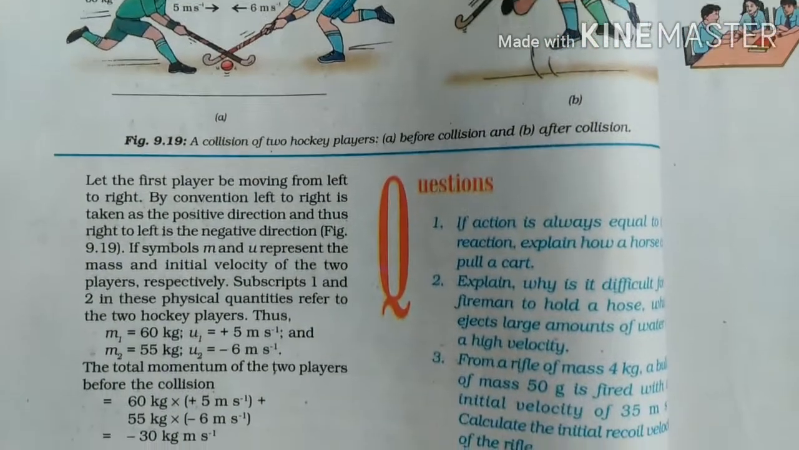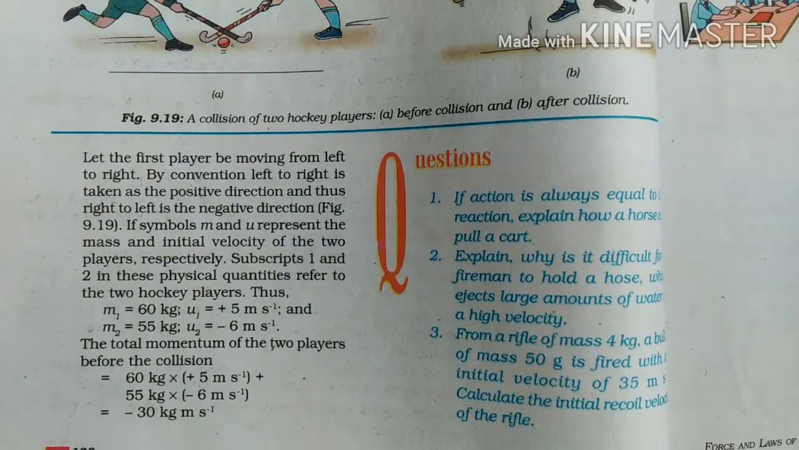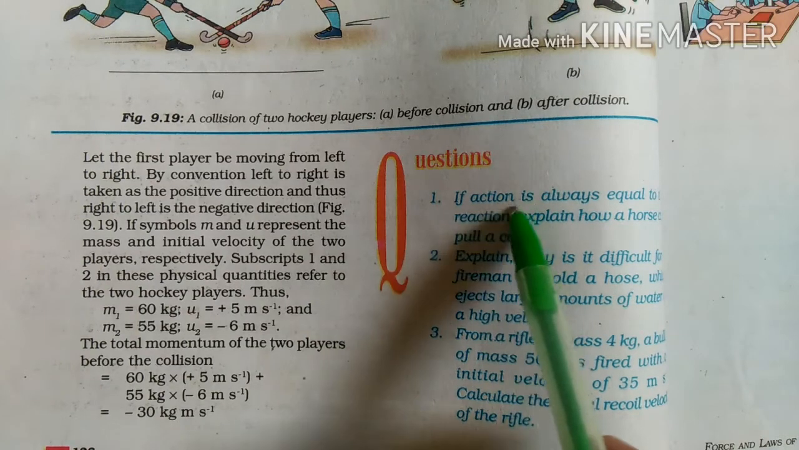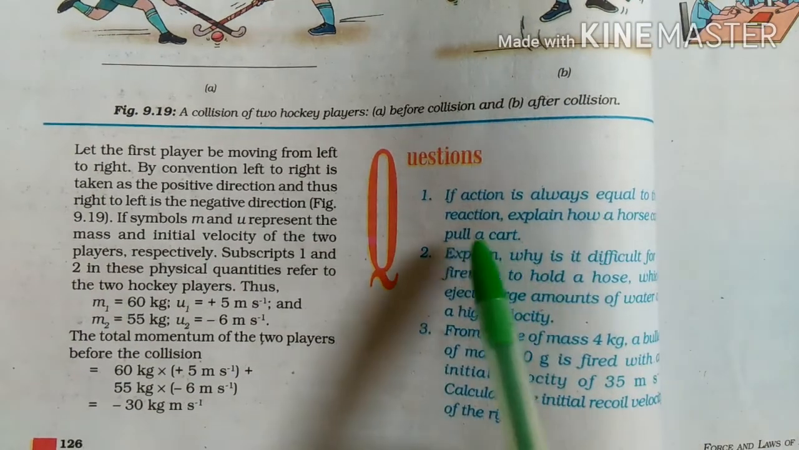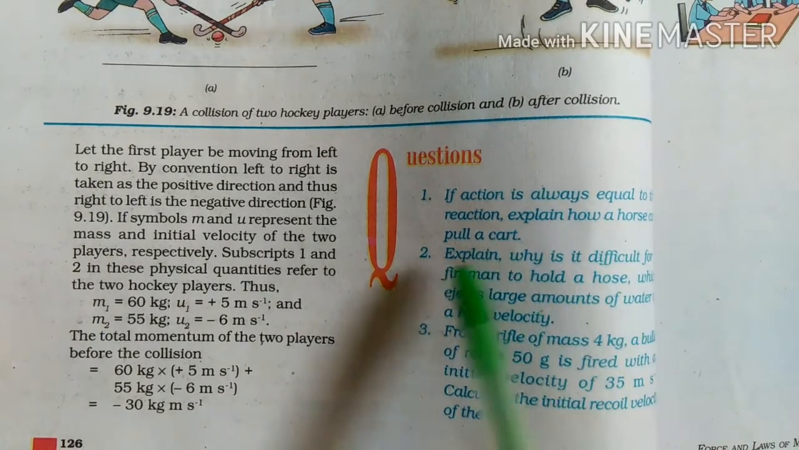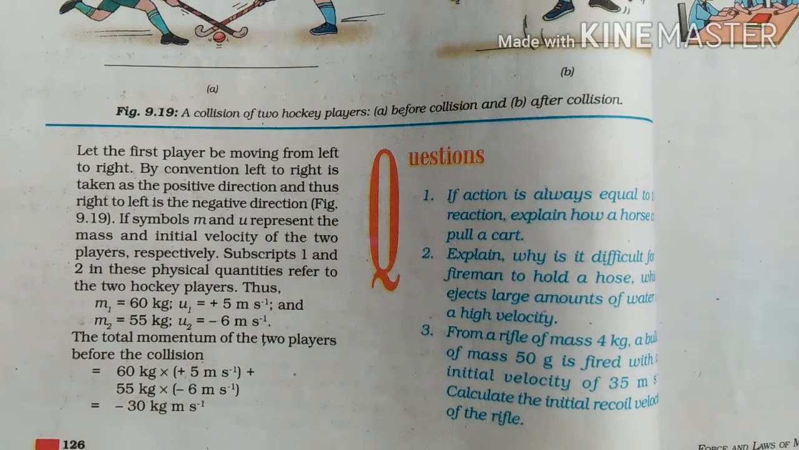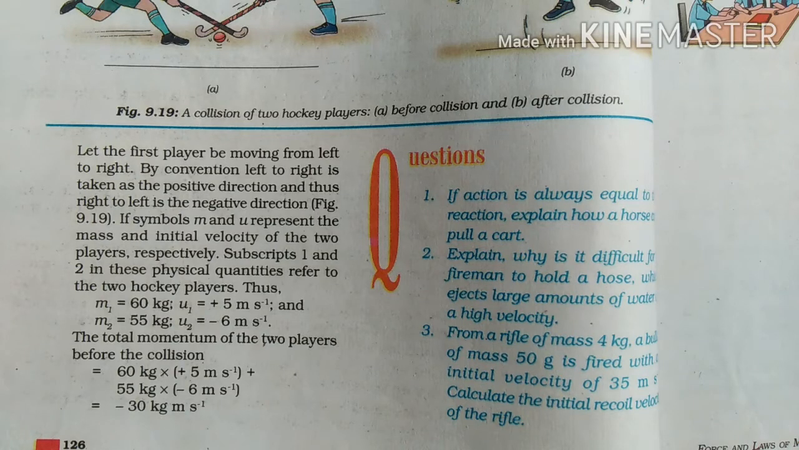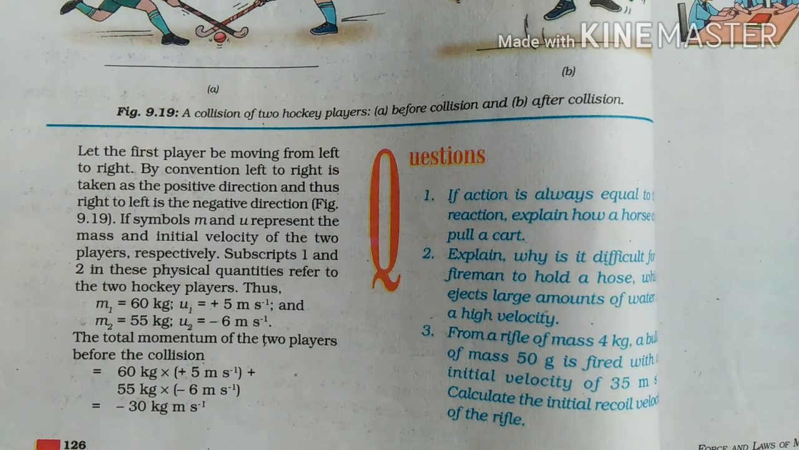See here, some questions you have been asked. First question: if action is always equal to the reaction, explain how a horse can pull a cart. If action is always equal to the reaction, we have seen this in Newton's third law. Explain how a horse can pull a cart. See the answer.